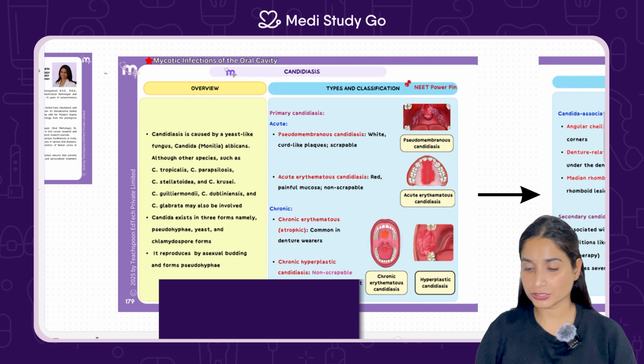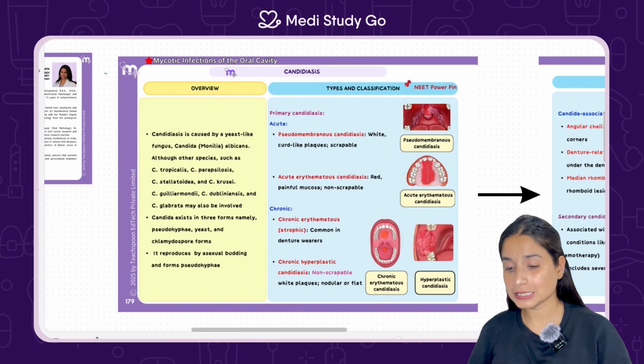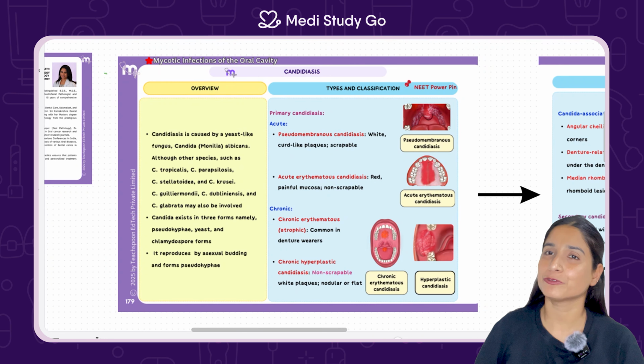So today we are going to study Candidiasis from this Medi Study Go Mind Map within 5 to 10 minutes.